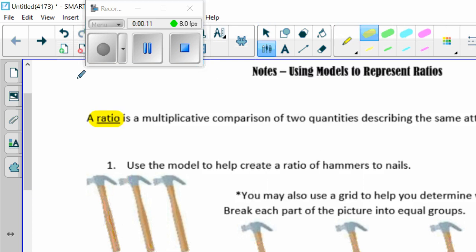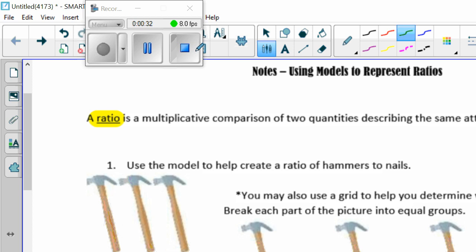A ratio is a multiplicative comparison of two quantities describing the same attribute or thing. So basically what this means is you're going to be comparing two items, and those items are going to have labels, and those labels are going to help you determine which one needs to go on top. So let's look at number 1.